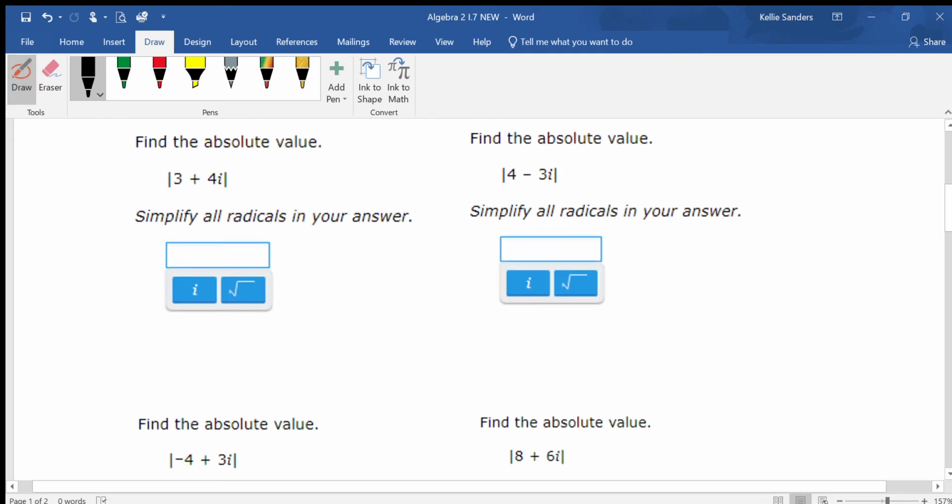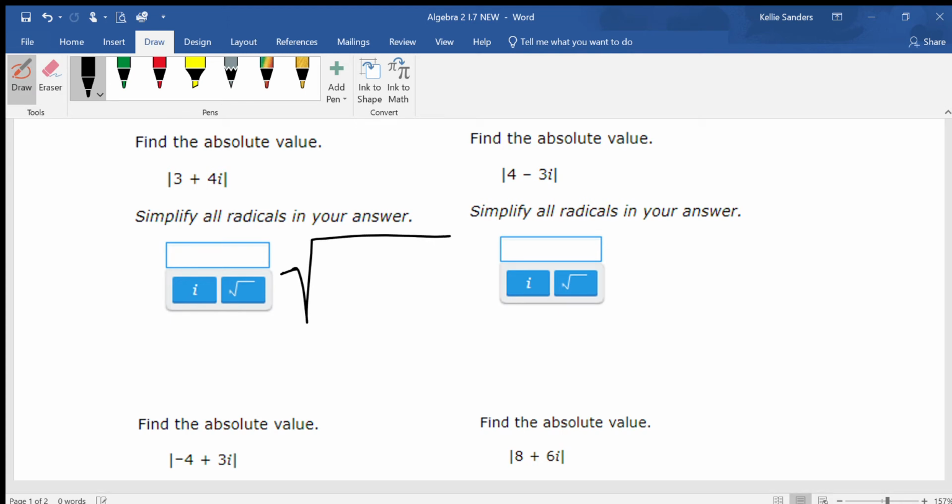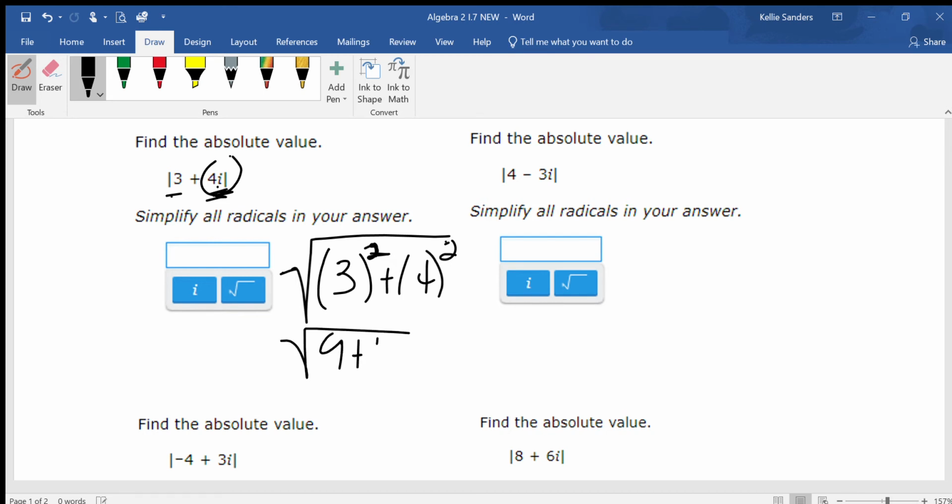And this is where it gets a little bit more involved, but you're going to see a pattern. If we have two parts, a real part and an imaginary part, every time, whatever this number is, we're going to put it here. Whatever this number is, we're going to put it here. Do not put the i part of it. So 3 times 3 is 9. 4 times 4 is 16. 9 plus 16 is 25. What's the square root of 25? 5, and you're finished.